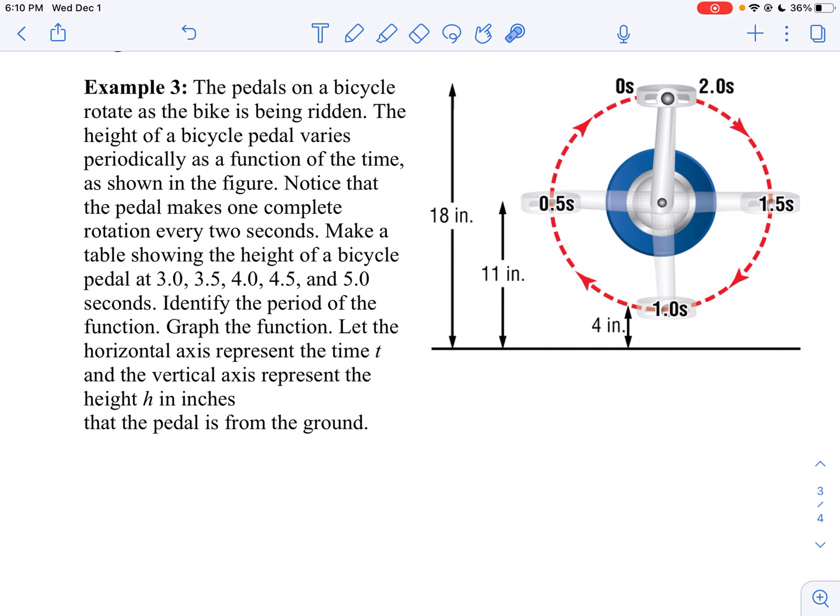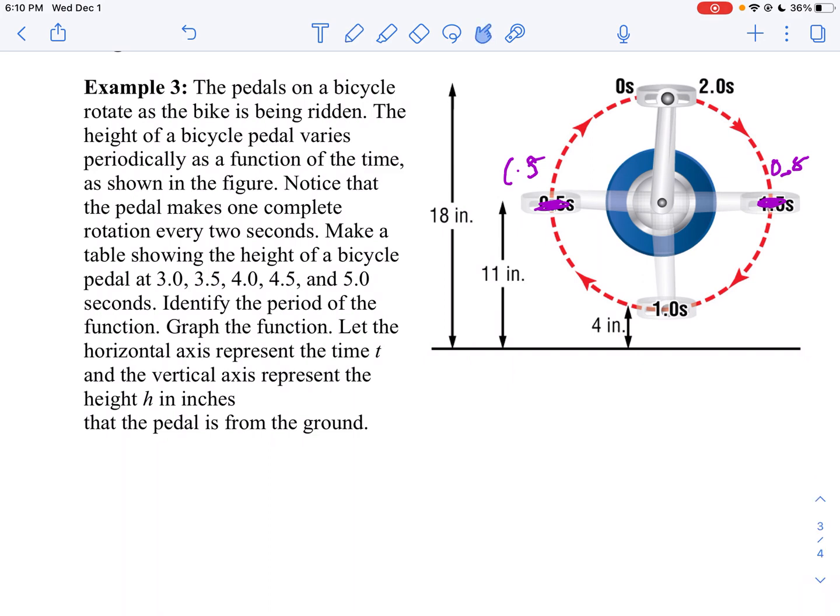Well, the first thing I notice is this graph is wrong. If you're pushing your pedals clockwise, then they got the time backwards. This should be 0.5 seconds. In here, this should be 1.5 seconds. Now we can see that.